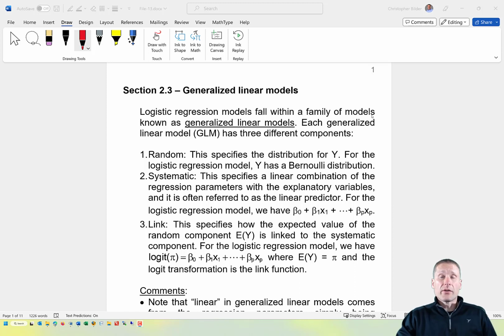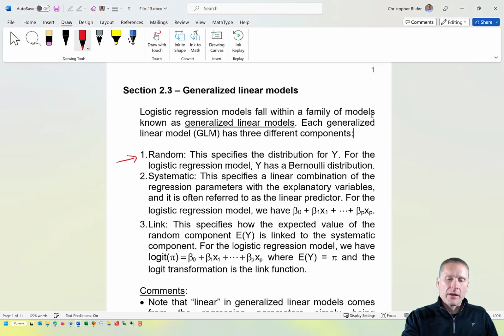Logistic regression models fall within a general family of models known as generalized linear models. Within this family of models, there are three characteristics about each model that help one differentiate between the different kinds of models. The first component of a generalized linear model is a random component, where you specify the distribution of your response variable. For us, with a logistic regression model, y had a Bernoulli distribution.